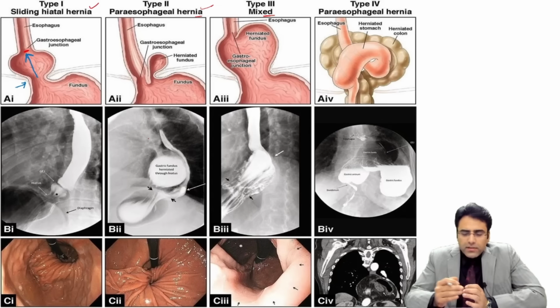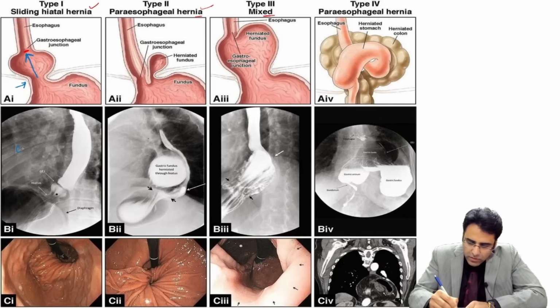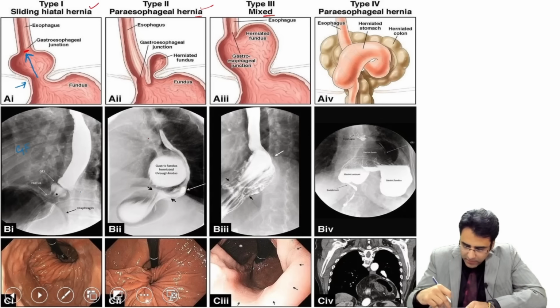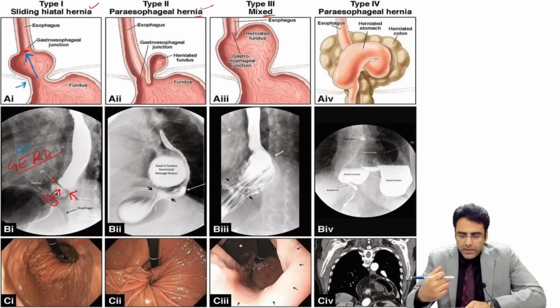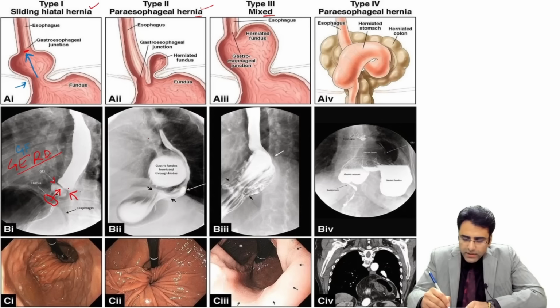Now, with sliding type of hiatus hernia, these patients will complain of what? The most common symptom will be gastroesophageal reflux disease. So the most common symptom that this patient will present with will be gastroesophageal reflux. Again, can you see? This is hiatus, and the gastroesophageal junction has slid upwards. Now this is barium swallow of the patient. It has slid upwards into the mediastinum. So this will be sliding hiatus hernia. Again, this is the endoscopic image.